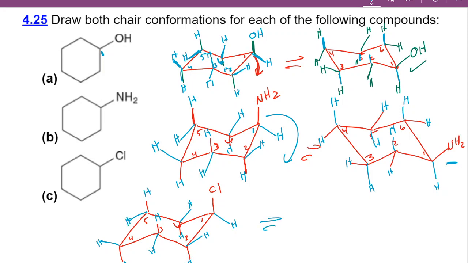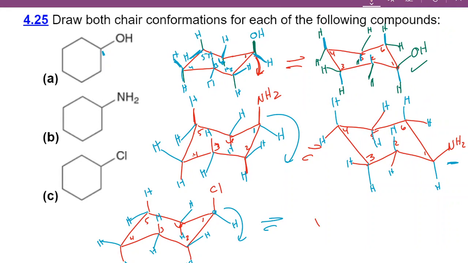Now we're going to undergo a ring flip. That carbon 1 is going to be no longer up, it's now going to be down after we undergo the ring flip. So now we have two negative slope parallel lines. Okay, carbon 1, 2, 3, 4, 5, 6.